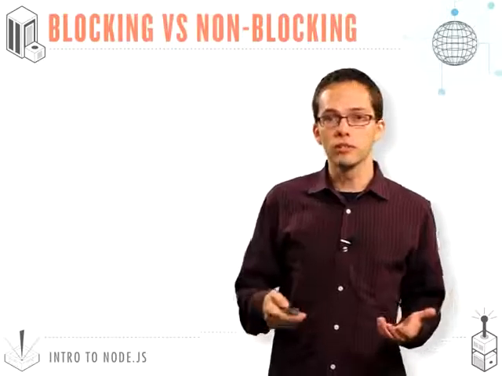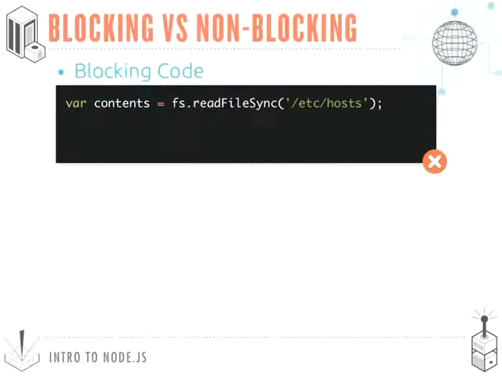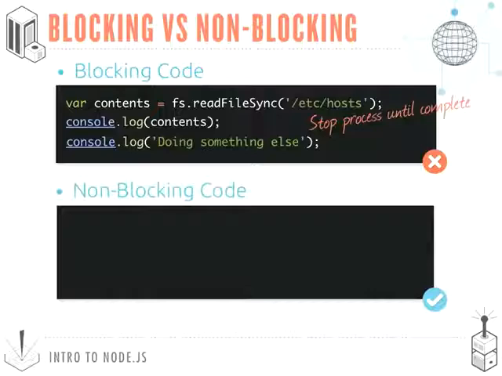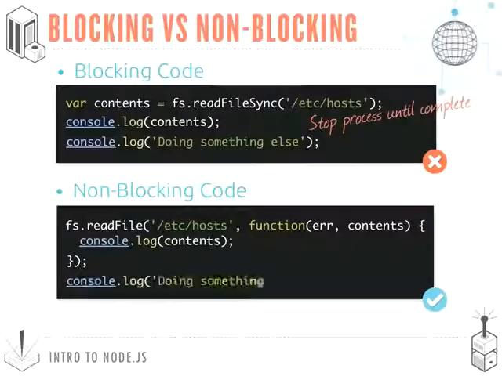Now here's some actual Node code. First of all, the blocking version of reading out the file might look like this, where we're getting all the contents of the file, we're then logging that out, and then doing something else. So obviously when this gets executed, it just runs one at a time. The non-blocking version of this in Node is going to call readFile, and look at this. We're actually sending in a function as the second parameter to readFile. That's our callback. And when we get the contents, log the contents, and then we can say doing something else.